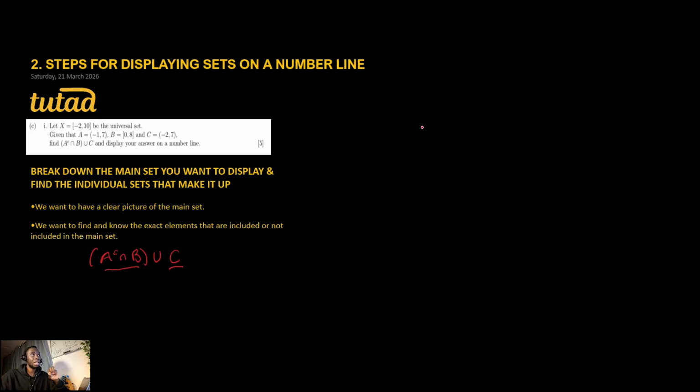So to do that, we're going to have A complement intersection B on its own, and then we're also going to have set C. Set C is already simplified and we already know what it is. We know that it's [-2, 7]. However, we do not know A complement intersection B. In order for us to know A complement intersection B, we need to break it down further.